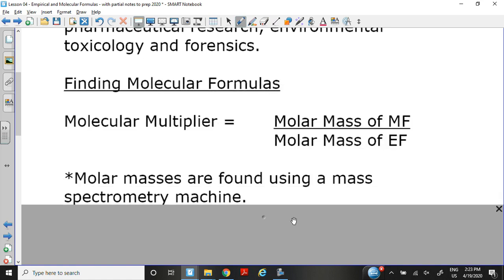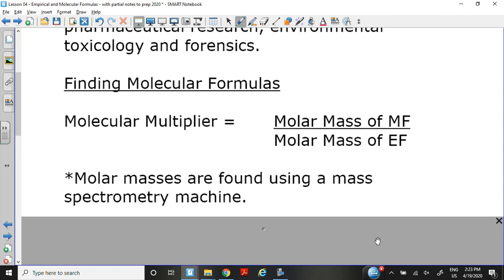So how do we find molecular formulas? We need to be able to calculate something we're going to call the molecular multiplier. The molecular multiplier is a very easy idea. It's basically a number that's going to tell us how many times larger the molecular formula is compared to the empirical formula. Remember, molecular formulas will have the same or more number of atoms than the empirical formula.